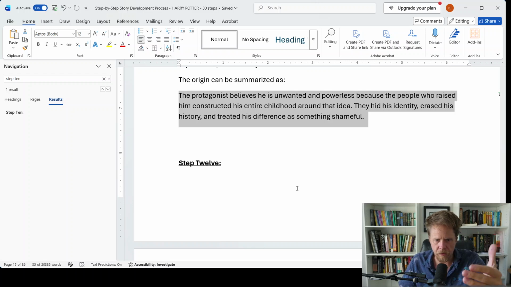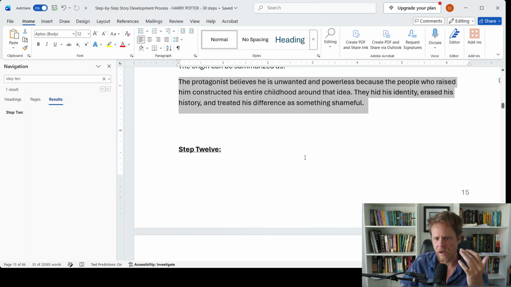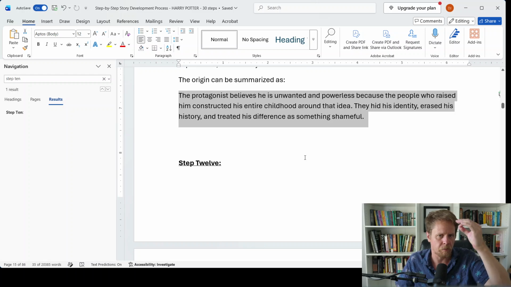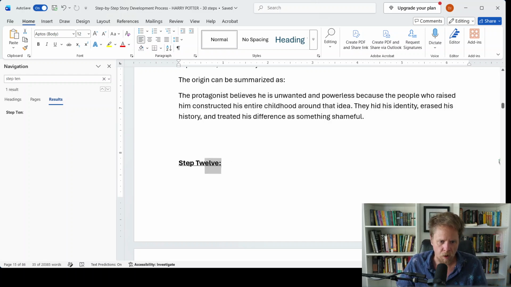The origin can look like this, right? Once you complete step 11, which we talked about in the last video, you'll have something like this. The protagonist believes he is unwanted and powerless, that's the misbelief, because the people who raised him constructed his entire childhood around that idea. They hid his identity, erased his history, and treated his difference as something shameful, right? So once you have a misbelief and an origin for the misbelief, now we're ready to write the theme for our story.